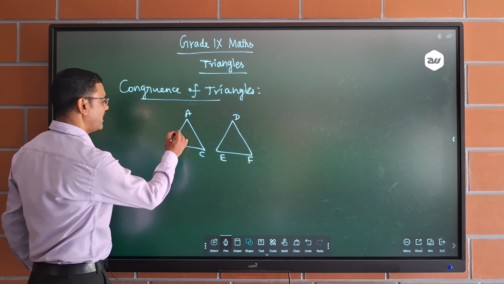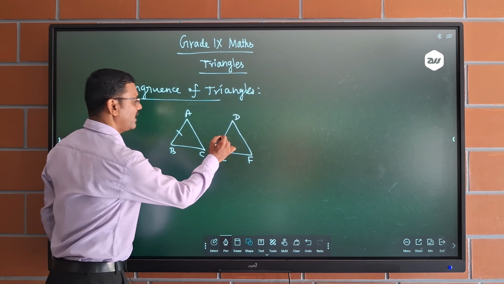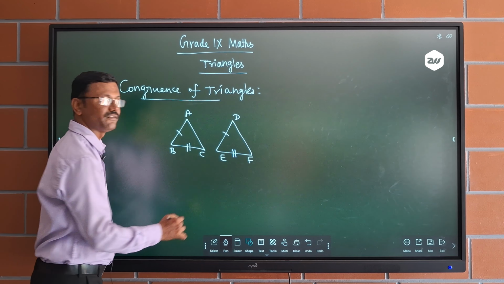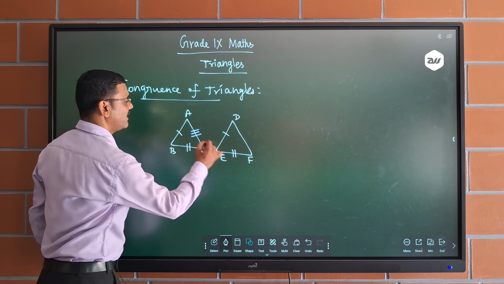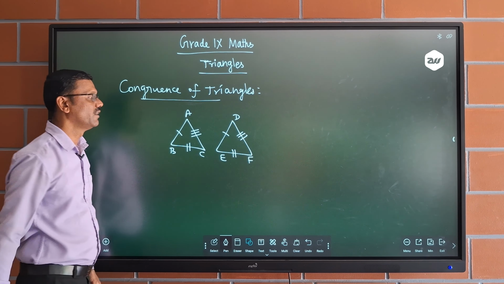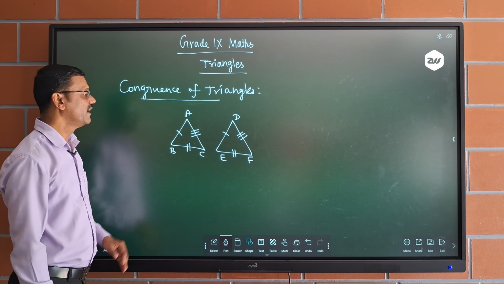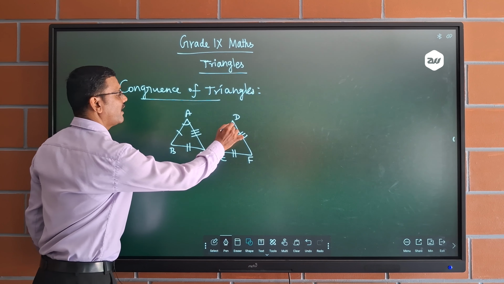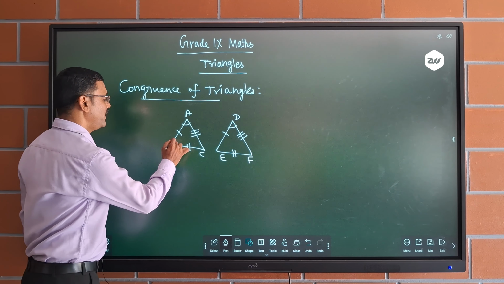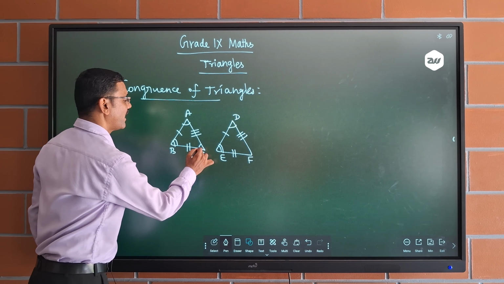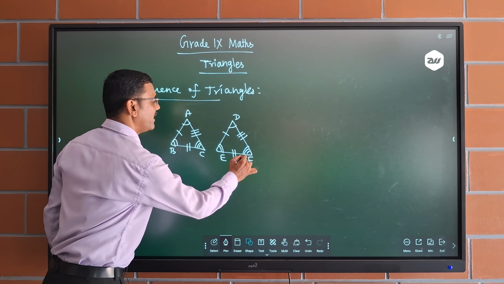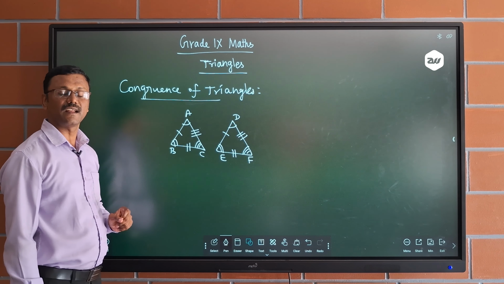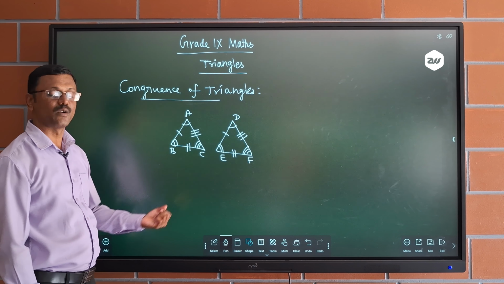Look at side AB, it is correspondingly equal to DE, and BC is correspondingly equal to EF. Similarly, AC is correspondingly equal to DF. So three corresponding sides are equal. Similarly, three corresponding angles: angle A is equal to angle D, angle B is equal to angle E, and angle C is equal to angle F. So when three corresponding angles and three corresponding sides are equal, we say that they are congruent triangles.